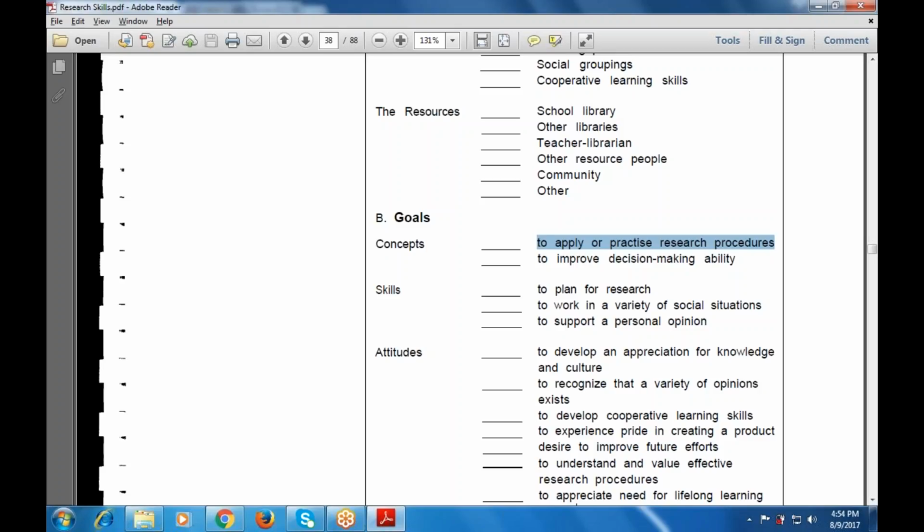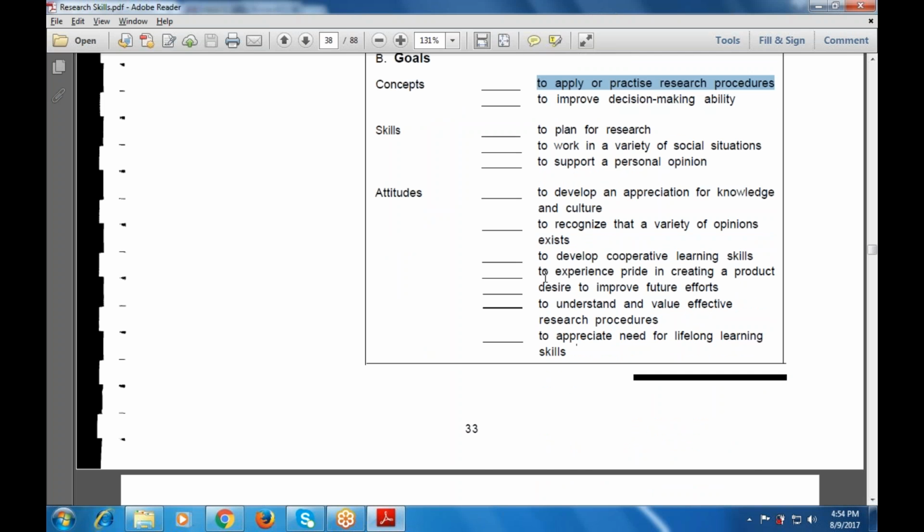Then attitude includes developing an appreciation for knowledge and culture, recognizing that a variety of opinions exist, developing cooperative learning skills, and experiencing pride in creating a product, with a desire to improve future efforts, and to understand and value effective research procedures. The attitude also includes appreciating the need for lifelong learning skills.